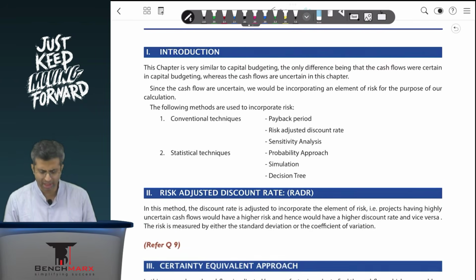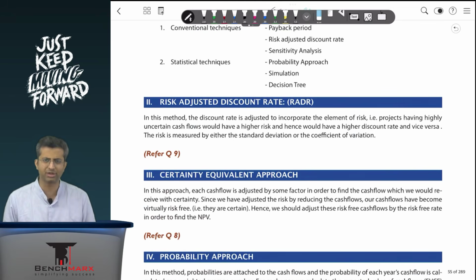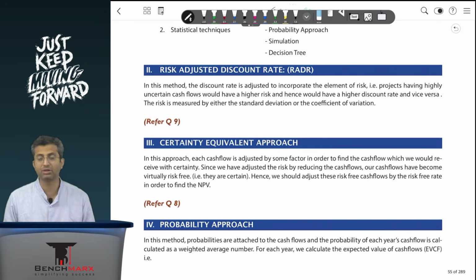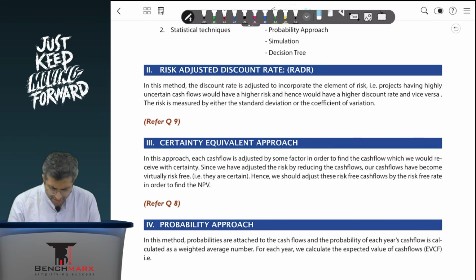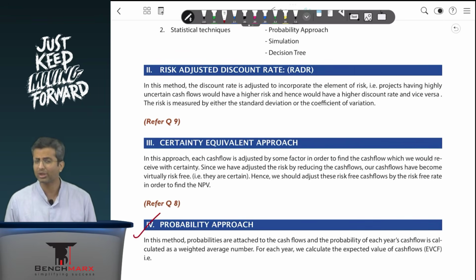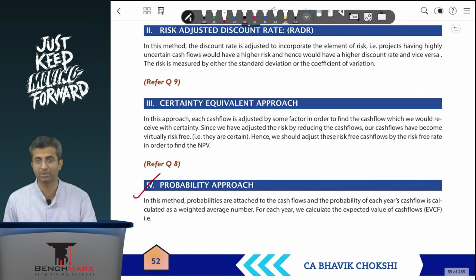So when you're looking at various risk evaluation techniques, there can be certain conventional or also statistical techniques that can be used for the purpose of evaluation. We will go through each and every technique one by one. The first of that is the probability approach. Now, when I look at the probability approach, this is quite important and practical from an exam perspective as well.